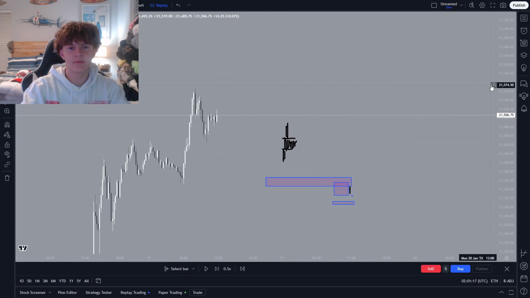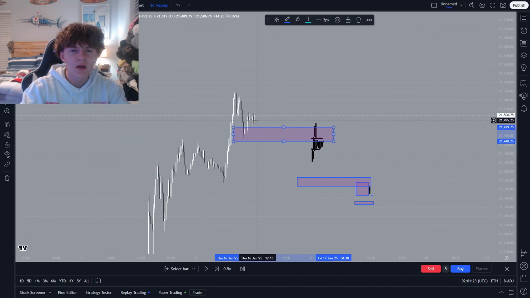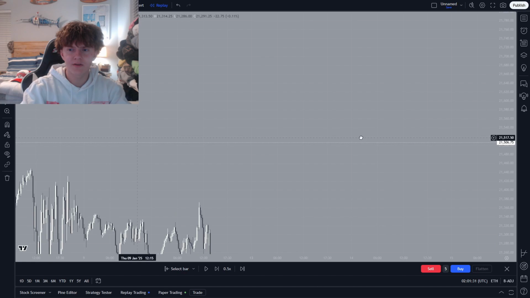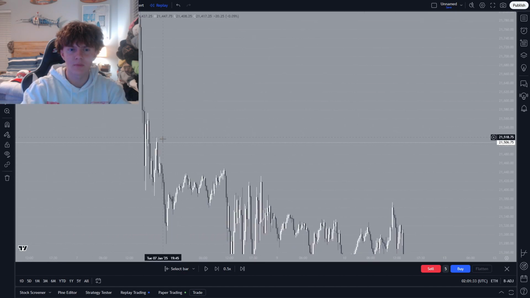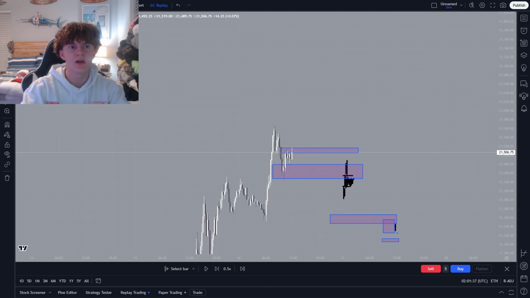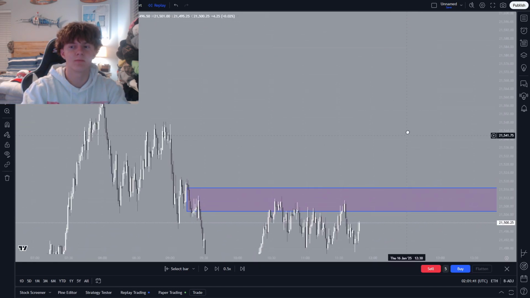Here on the 15-minute, we have a fair value gap in this area right here that we need to be note of. Right here, we are actually in a fair value gap right here. And overall, let's go over here. No really good price actions for this. So let's go ahead and go to the 1-minute chart here and wait for this consolidation to manipulate.